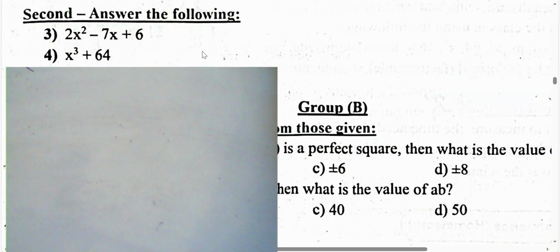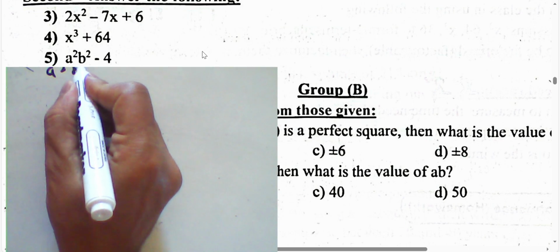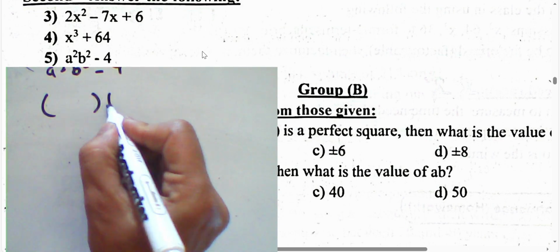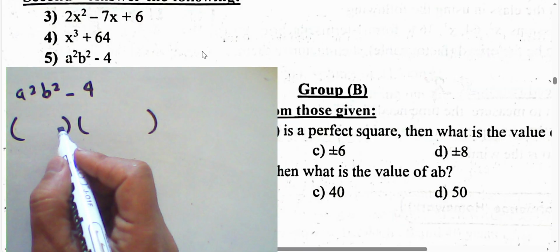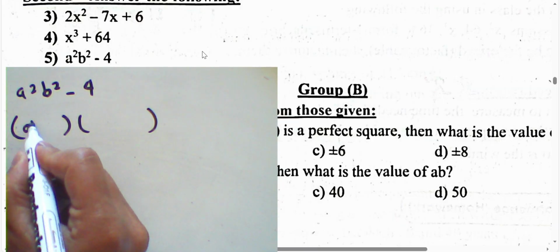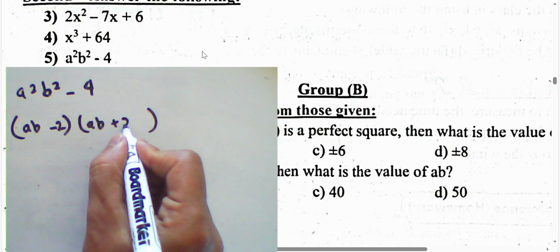Next question. a²b² subtract 4. It's the difference between two squares. The square root of the first, ab times ab equals (ab)², and negative 2 times positive 2 equals negative 4.